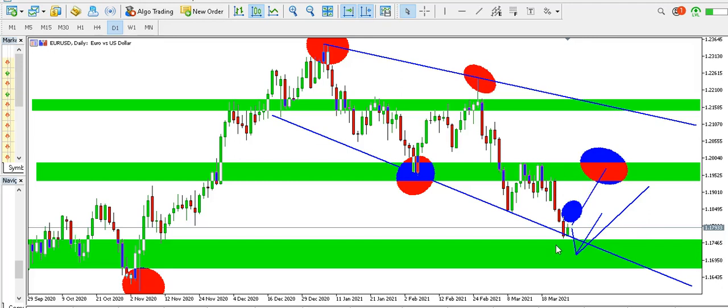I can see another trend line somewhere here. So price can just go up to this point to meet with the trend line before continuing down to test this strong support here before bouncing up.